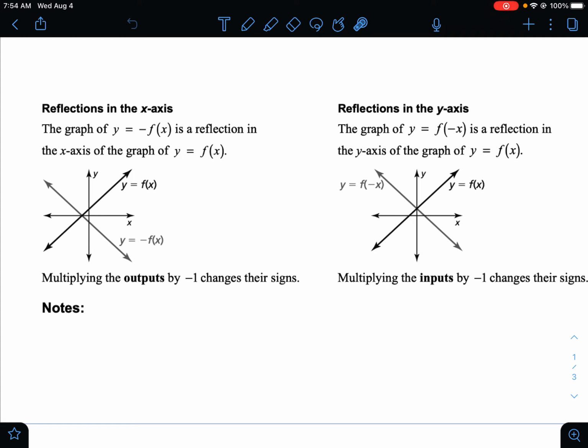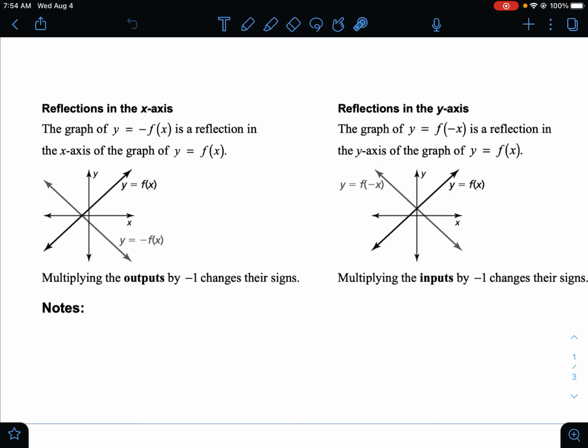Reflections. I mentioned this before. If you get a negative on the outside in that A spot, it will flip it over the x-axis. So here you have a normal line, and if we make that negative, it now flips and goes the other way across that x-axis point.